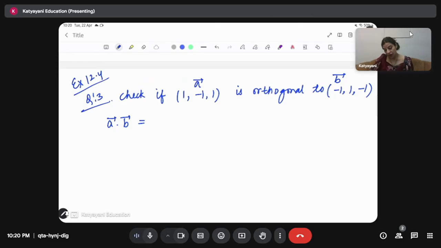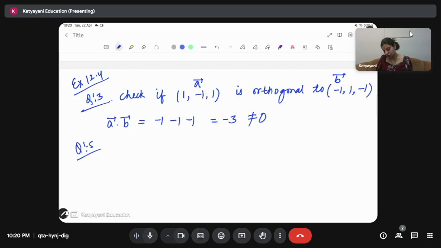Right, so 1 multiplied by minus 1 is minus 1, minus 1 multiplied by 1 is again minus 1, and then 1 multiplied by minus 1, you get minus 3, which is not equal to 0. So you can safely say that A and B here are not orthogonal because their dot product is not equal to 0. Right, so this was question number 3. और किस टाइप के क्वेश्चंस पूछे जा सकते हैं इसमें?